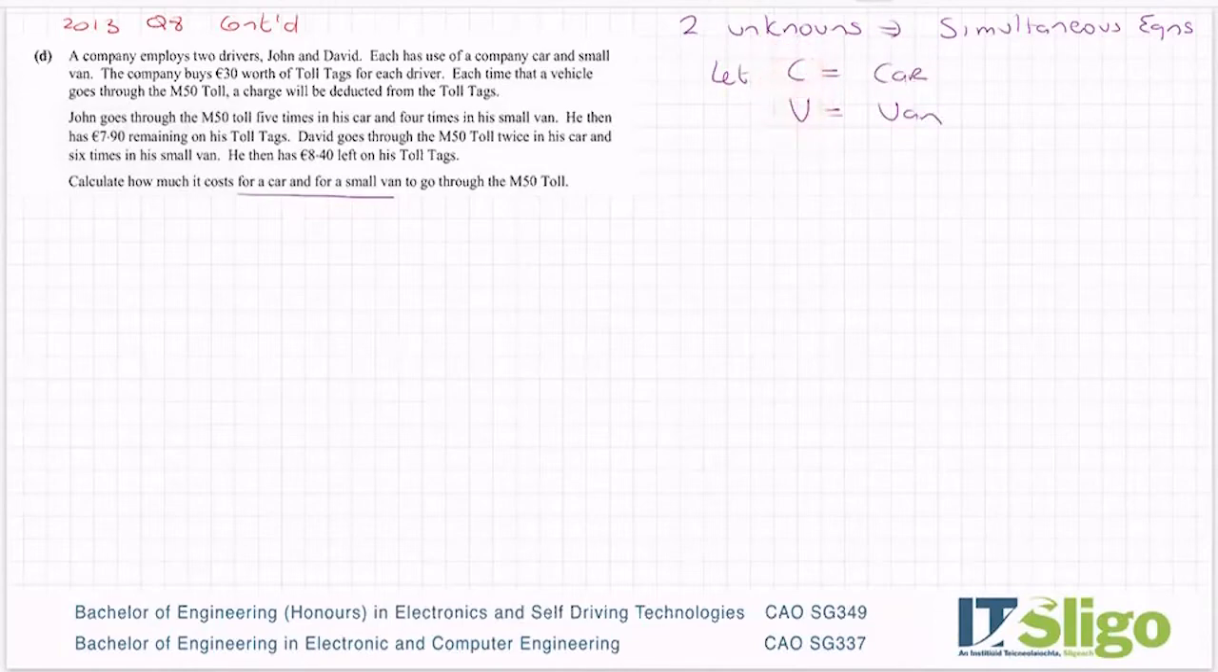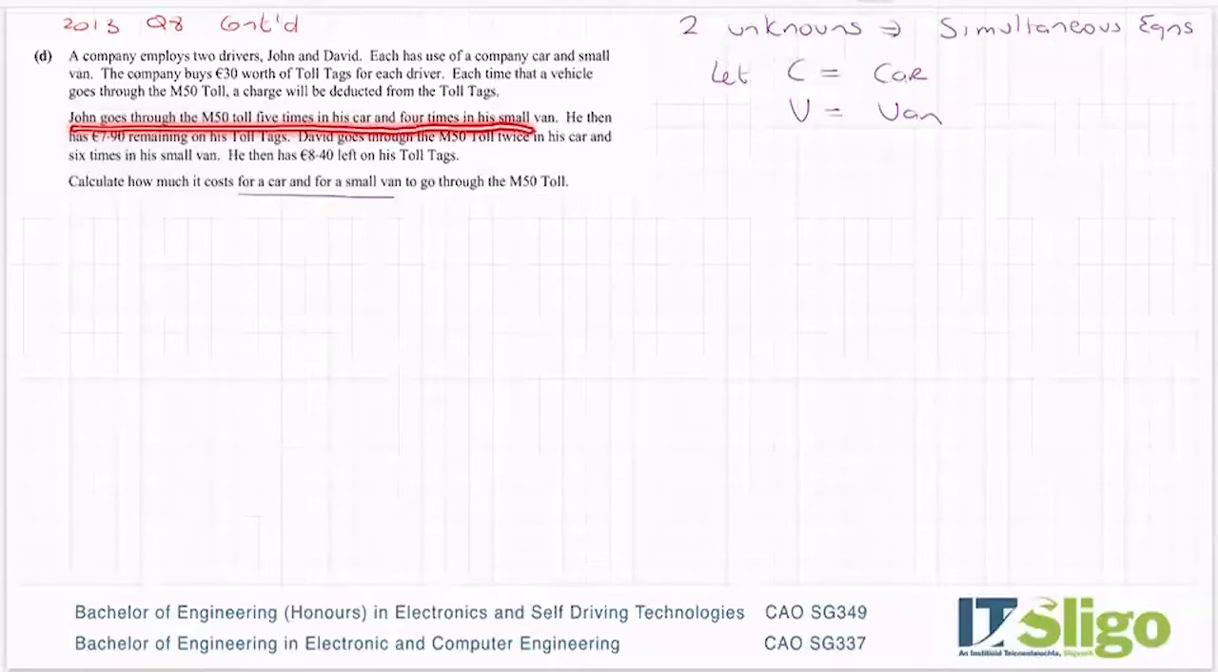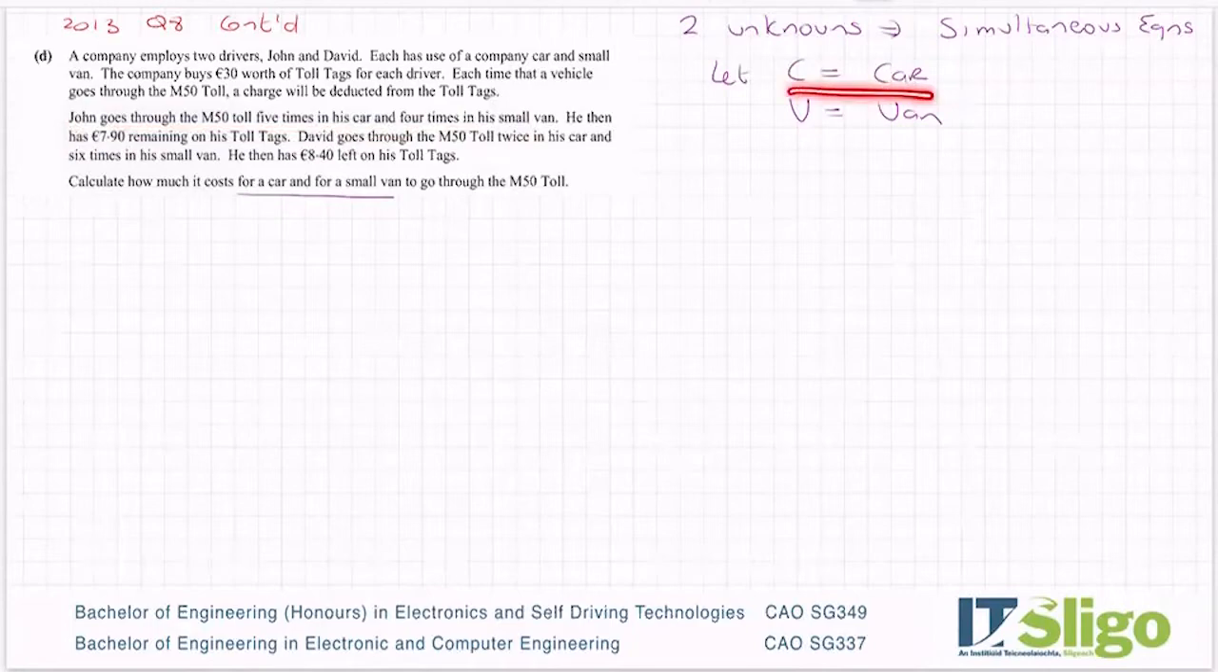I'm just letting C be the price of a car going through that toll and V being a van. You can call them X and Y if you prefer. It doesn't matter, but just let the corrector or whoever's reading your question know what you're calling each letter. So if we look at John first, John goes through the M50 toll 5 times in his car and 4 times in his van. So this would be John: 5 times in his car plus 4 times in his van.